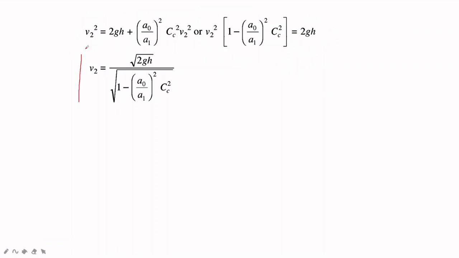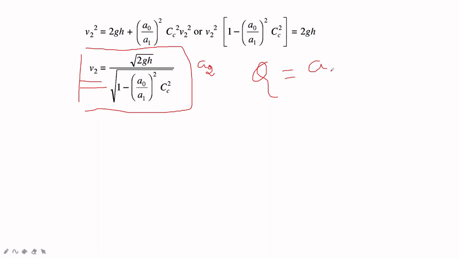So V2 is equal to what? Root 2GH divided by root of 1 minus (A naught by A1) whole square into Cc square. Okay, so we got the V2 value, and we know the A2 value. So what is the term now? Now what will we take? We will take the discharge Q. Q is equal to what?